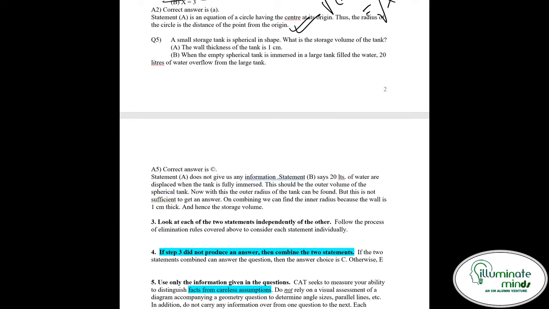Statement B says 20 liters of water displaced when the tank is immersed. This should be the outer volume of the spherical tank. So it told me the outer volume. Now to reach the inner volume, what will I need? The thickness of the tank. Hence, with both the options together, I would be able to reach the answer to the question.